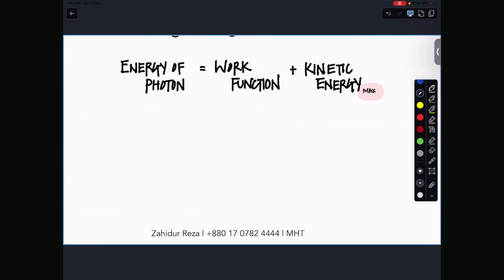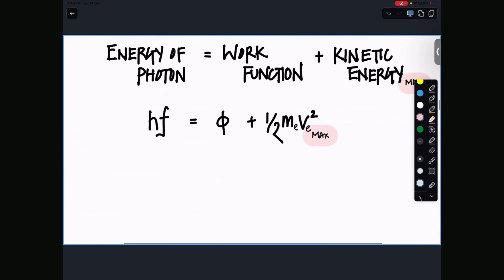So what's the formula for energy of a photon? Very good. HF. So HF equals, what is the symbol for work function? Phi, plus what is the kinetic energy here of the electron? That'll give half mass of electron times velocity of electron squared. But this velocity that you see here is what? Max. Why max? Max means when you use this equation to find velocity, you'll always find the maximum possible velocity. Why is that?